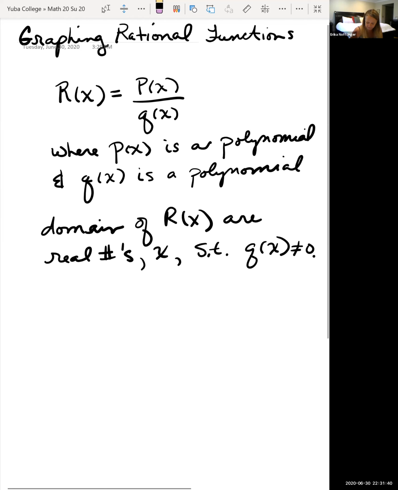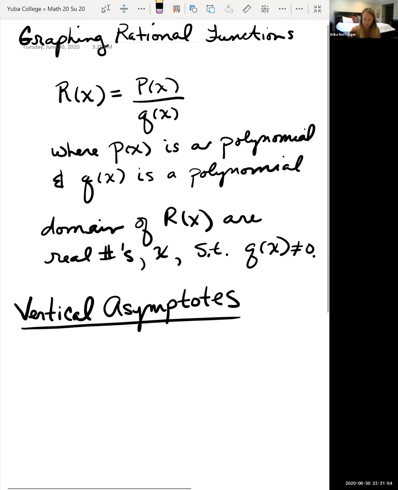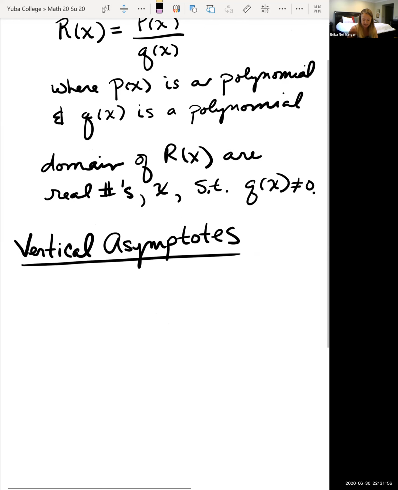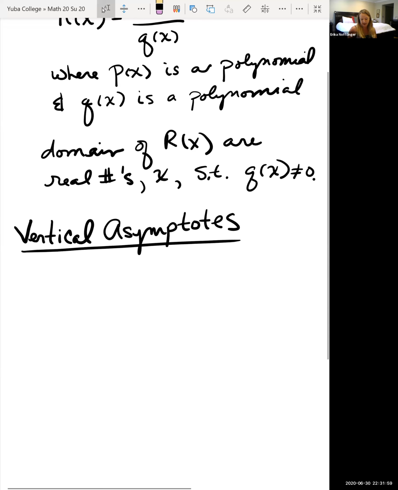So we have vertical asymptotes. So let's first look at what a vertical asymptote really is saying. Basically, it's saying as x is approaching some particular number, not infinity or negative infinity, as x is approaching that number, your y value is either going to positive infinity or negative infinity, but it's never going to touch or cross.